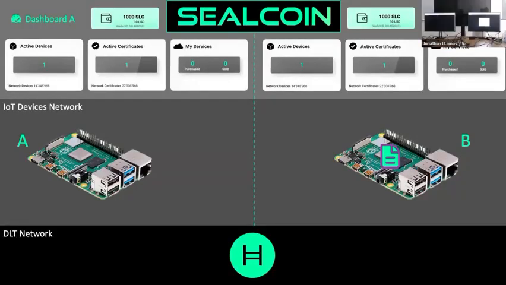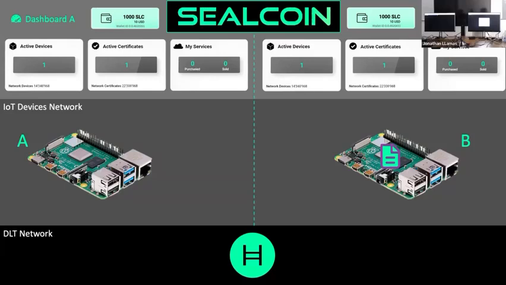On the screen, we put up what you would see on the SEALCOIN platform. We divided the screen in two parts: the platform and device A on one side, the platform and device B on the right side, and below, the DLT network, Hedera's activity.